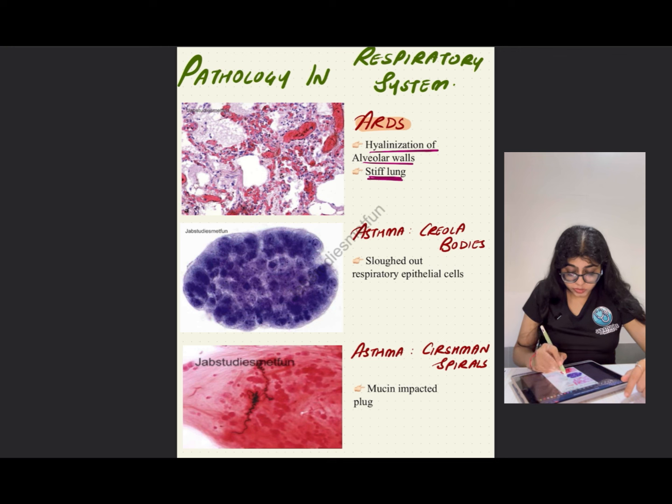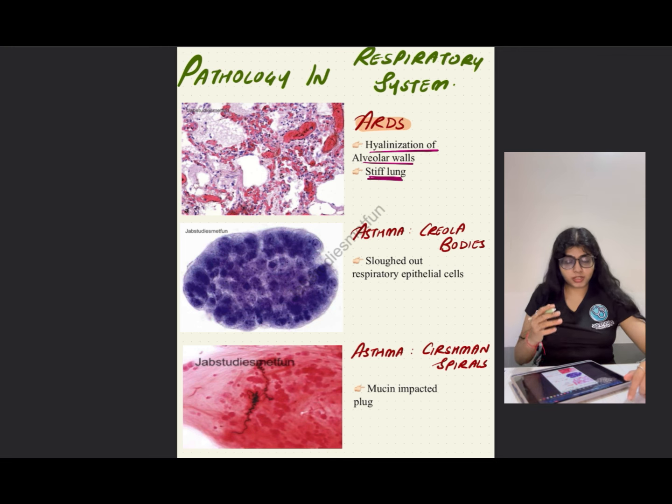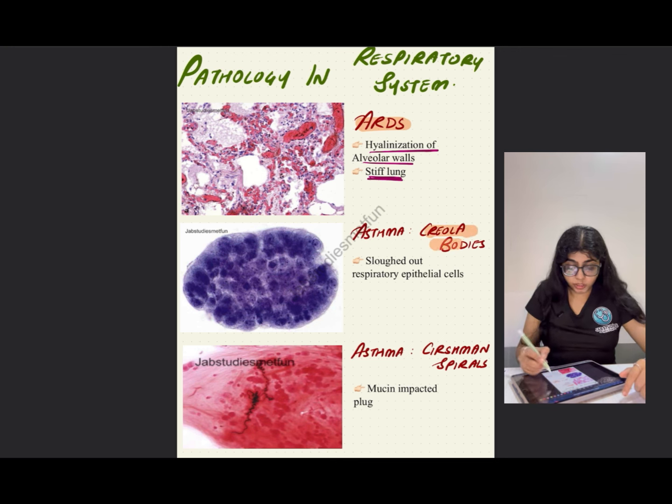In the next few images, we'll look at some of the pathology seen in asthma. The first one is Curschmann bodies. Curschmann bodies are the sloughed out respiratory epithelial cells. When the patient is coughing too much, it will cause the respiratory epithelial cells to be sloughed out. These are the Curschmann bodies.